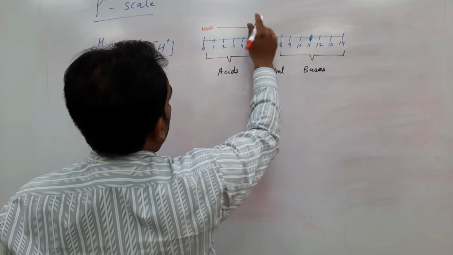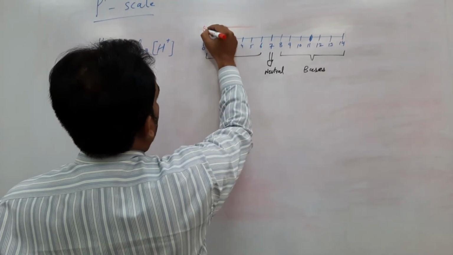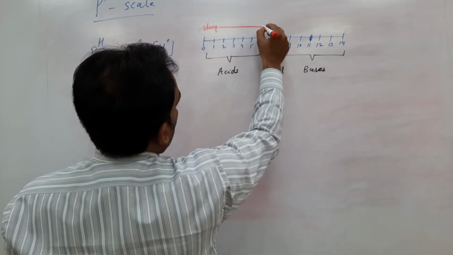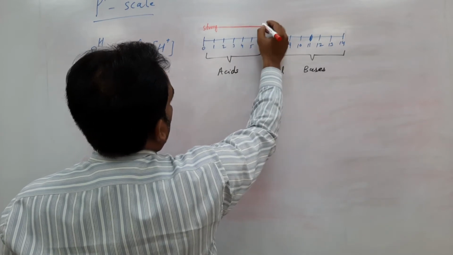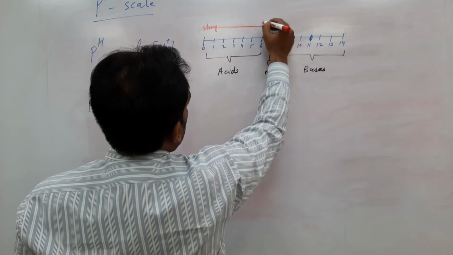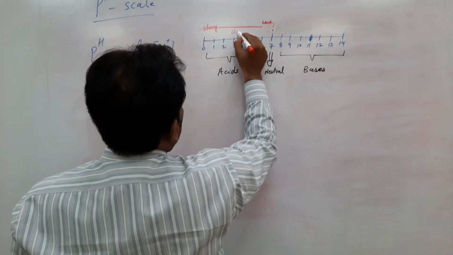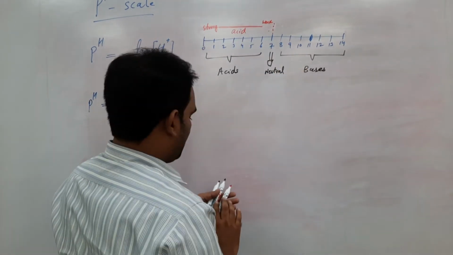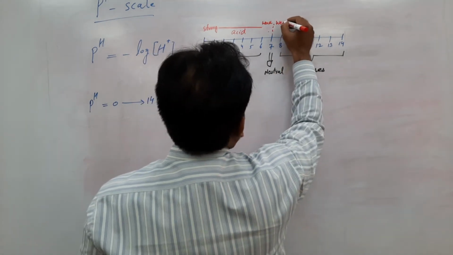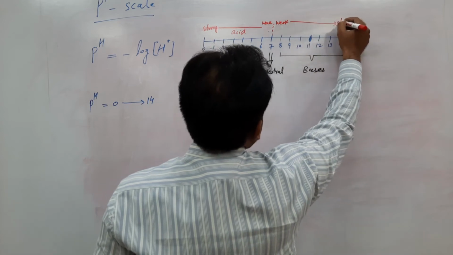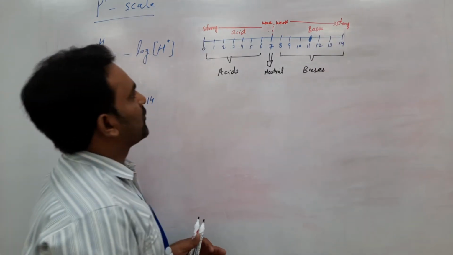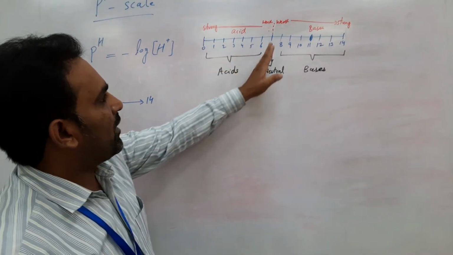Okay. Here you have strong acids, up to weak acids, and here you have weak to strong bases. Okay, from left to right up to 7.